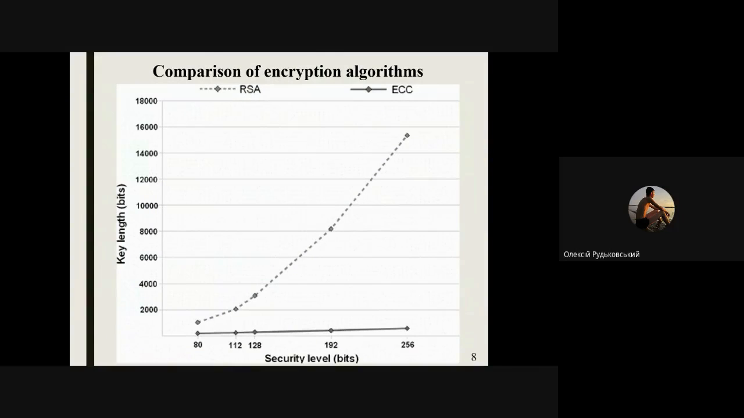Since we're using the Diffie-Hellman elliptic curve algorithm for encryption, we compared it with another popular algorithm, RSA. As you can see, the algorithm we are using provides the same level of security with a much shorter key length than the RSA algorithm.